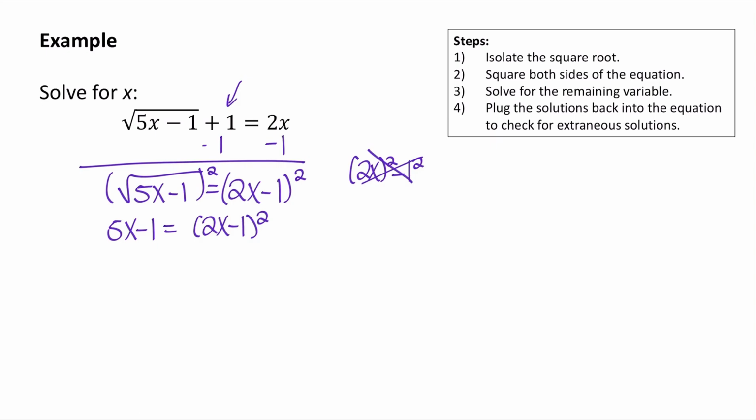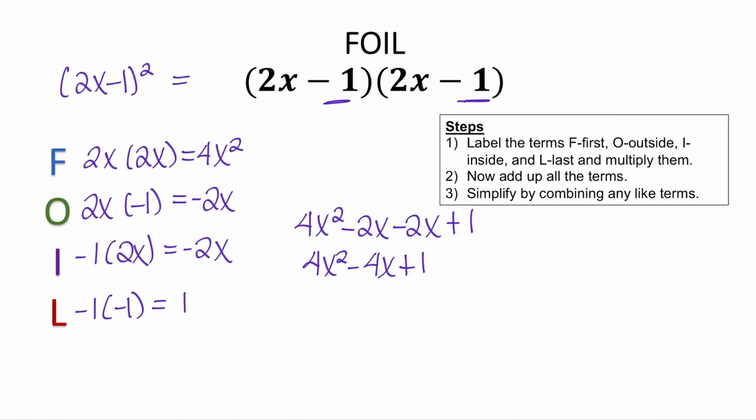Well, now I need to expand out this 2x minus 1 squared, okay? You may do that using FOIL or the box method. I'm going to review how to do this by FOIL. So remember, 2x minus 1 squared equals 2x minus 1 times 2x minus 1. First we multiply the first two terms together, 2x times 2x, which gives us 4x squared.